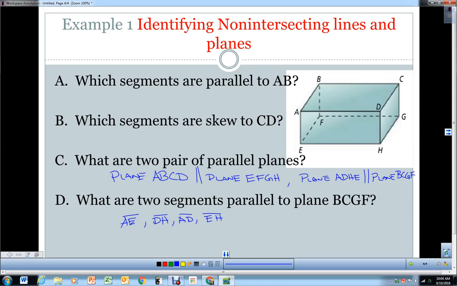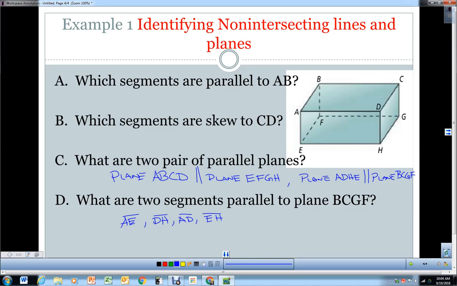All right, so what I'm looking at here, you actually have three pairs of parallel planes. You have the front and back, you have the left and right, and we have the top and bottom. So I picked the top and bottom, ABCD and EFGH. Then I chose ADHE with the front and the back, BCGF. You could have also had ABFE and DCGH.